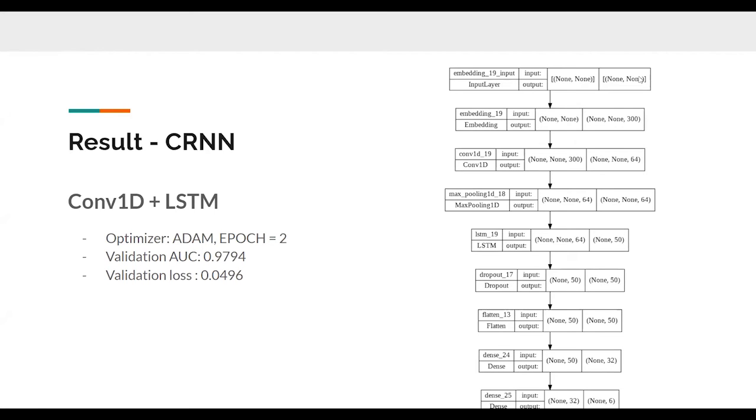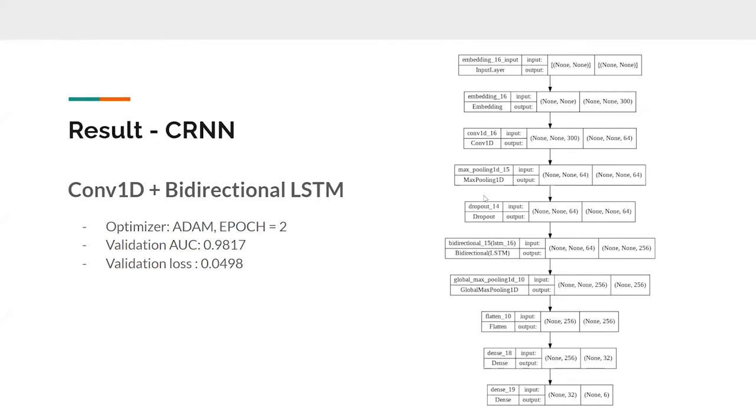Next, we use the CRNN model. For the first model of CRNN, we use a convolution 1D layer with the LSTM layer from RNN. We can check the detailed model with the schema on the right. The recorded AUC score is about 0.979 and the loss is about 0.0496. Next, we use the convolution 1D layer with the bidirectional LSTM layer from RNN. We can check the detailed model with the schema on the right, and the AUC score is about 0.982, and the loss is about 0.0498.